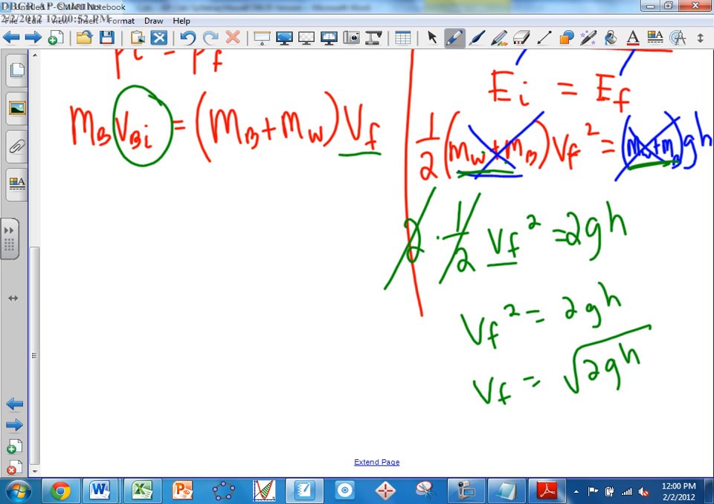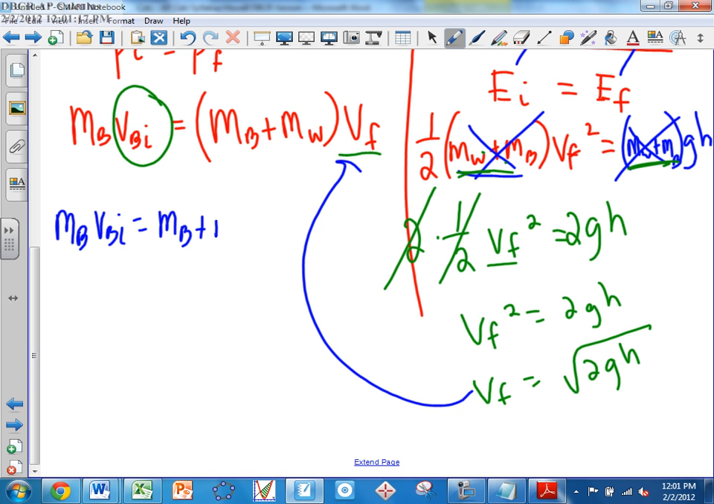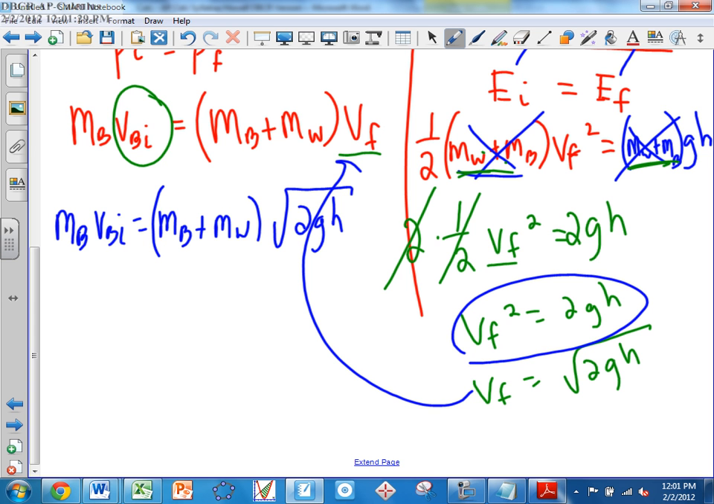Well, that should be very familiar. We used this equation when an object was dropped from a cliff to the bottom. It came up over and over again. So we're going to take this and plug it in up there. Again, plug in that expression for vf. You get MB vBi equals MB plus MW times radical 2gh. Again, our linking variable is vf. We solved for vf squared, we took the square root, we got that answer, and we plugged it in for vf.